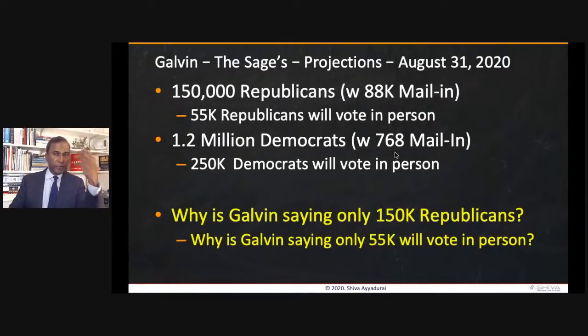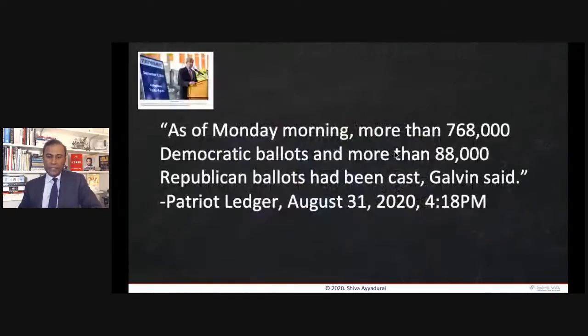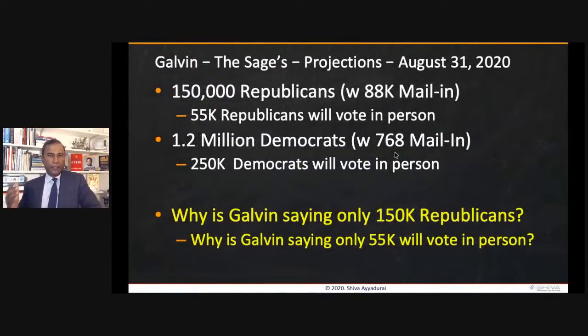Here is a guy who's been doing this for 40 years. He's a bureaucrat. He knows elections really well. He's saying only 150,000 Republicans are going to vote. When in 2018, 2 years ago, 261,000 Republicans voted. So does this make any sense? Look at this headline: Massachusetts primary turnout could be the highest. Highest. We know 261,000 Republicans voted in 2018 in the Republican primary. And this sage is predicting 110,000 fewer Republicans are going to vote. Does that make any sense?